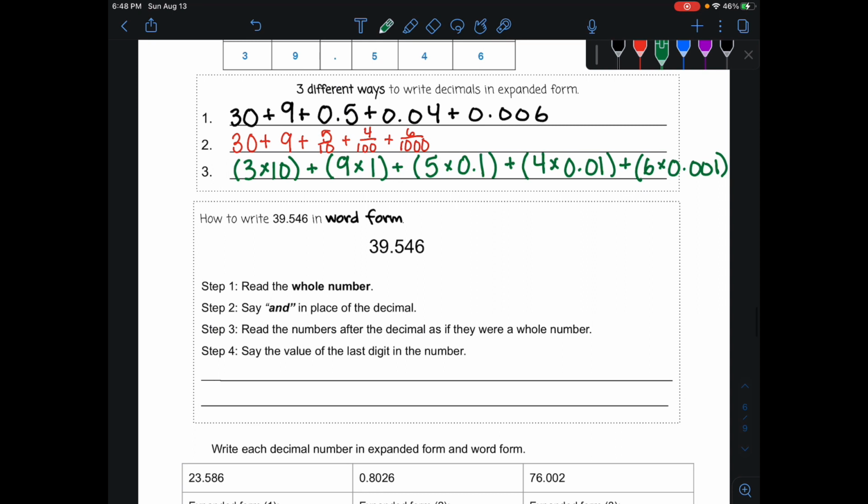All right, now let's try to write this number in word form. And let's start off by reading the steps to do this, because there is an actual way of reading this number mathematically. So step 1, you read the whole number. This is the whole number. The numbers that are left of the decimal is a whole number. So you just read this normally, which is 39. So I'm gonna go ahead and write that down. 39. And instead of saying point, we say and.